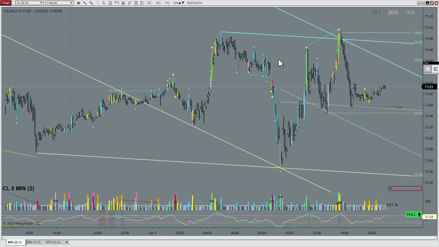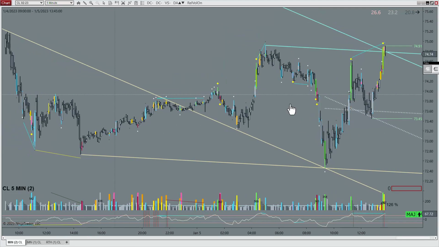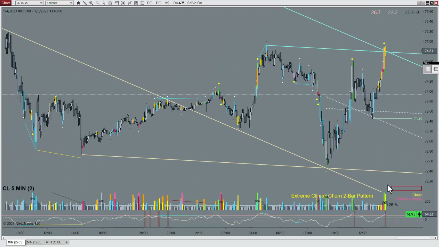We have bearish momentum divergence. You've got a big, huge 2-bar pattern, big climax into those areas, and the next bar is a very narrow range, a high volume bar. So very obvious supply coming into the market there.